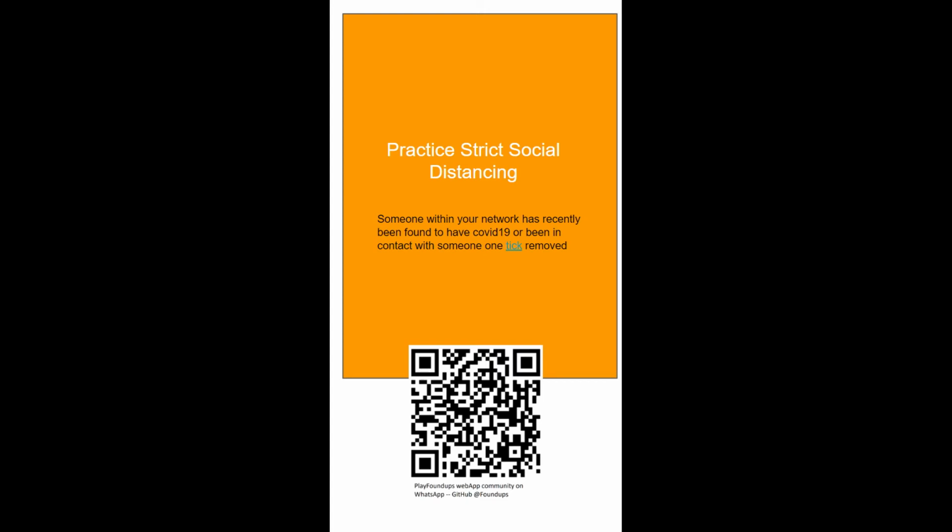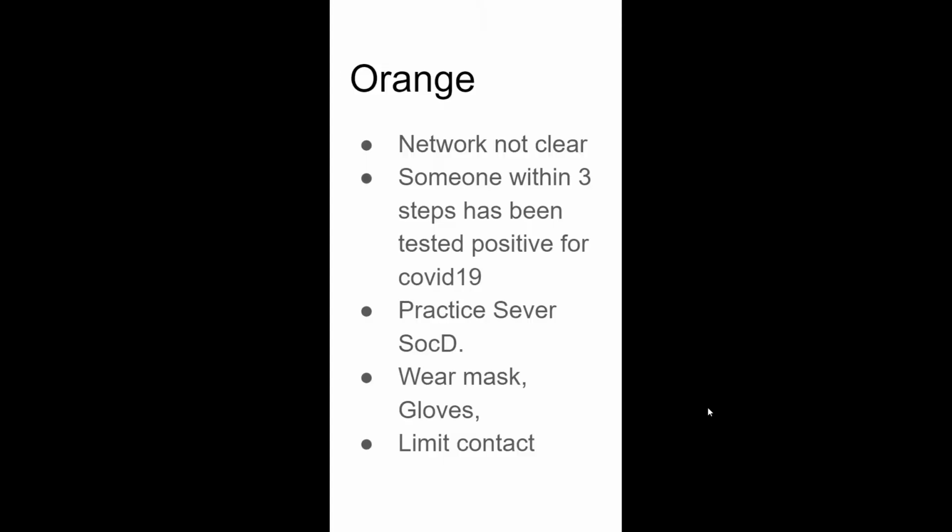Some stores may say, listen, if you're orange, you can't come in here. They may be that strict. Others may not be, and the more data we have in running this, the more we know. And there's actually going to be shades of orange. So I think orange will go more towards the red and everything else. But right now, it's just three basic colors. Orange, basically: the network is not clear. Someone within 3 steps has been tested positive. So someone connected to them has had COVID.